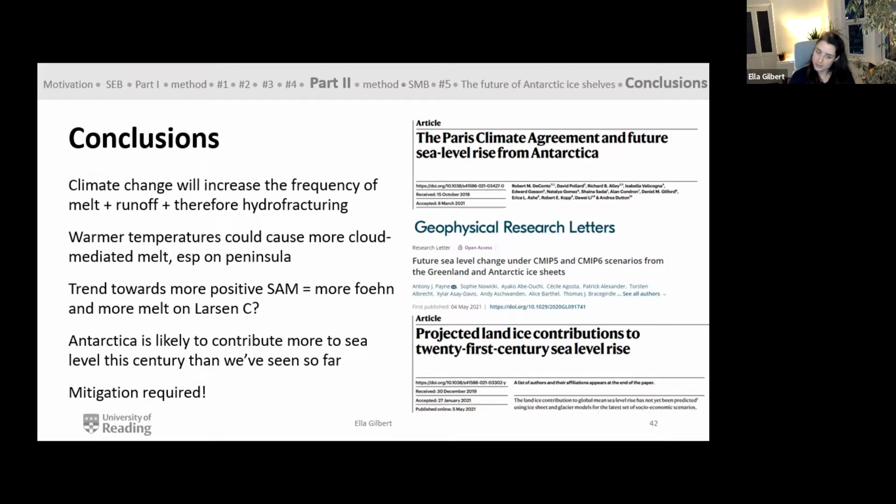So it's underlining yet again the need for strong and stringent mitigation to prevent that worst case 4 degree scenario happening and make it much closer to 1.5 or 2.